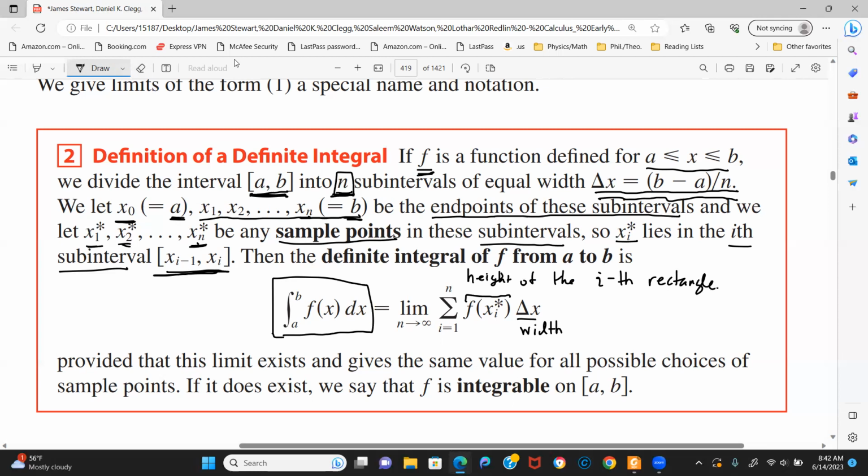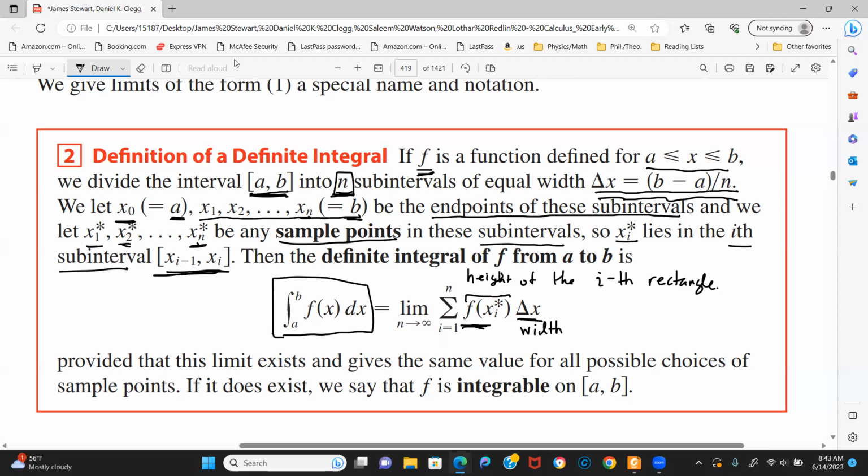And now because your function can be positive or negative, this rectangle could be above the x-axis or below the x-axis, depending upon whether your function is positive or negative. But you can still interpret it as a height. It could have positive height if your function is positive, and negative height if your function is negative. Then the height times the width gives you the area of the ith rectangle. And again, depending upon whether the height is positive or negative, that area could be positive or negative. So that's what we mean by a signed area.